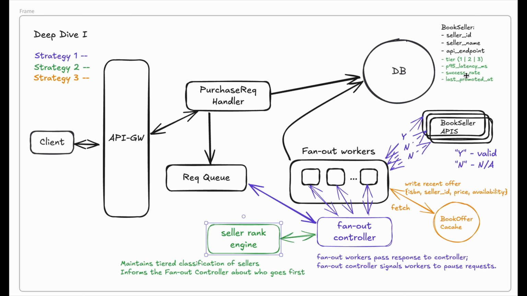Finally, in the orange color, we enable strategy 3, cached offers. Each time a worker gets a valid response, it writes it to the book offer cache. Later final requests can reuse the recent offers if the price and the inventory still look good, avoiding redundant API calls to the same seller. Together, these 3 strategies form the core of a smart, cost-efficient find-out system.